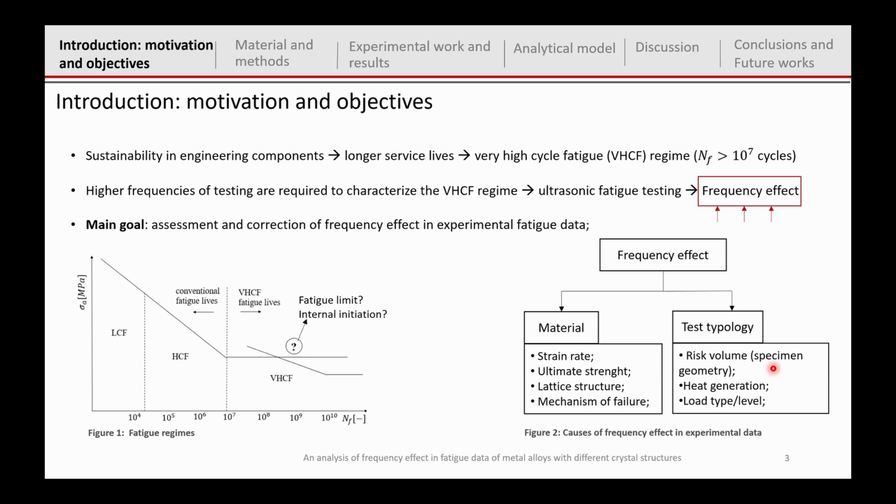Besides that, we also have some causes regarding material, and this work will be more about this. Usually when we speak about material causes, we speak about strain rate. Usually the materials that are more sensitive to frequency effect are also very sensitive to the variation of the strain rate. Besides that, we also have the important role of the ultimate strength and of course the lattice structure that in fact affects the strain rate and ultimate strain. And finally, we have the mechanism of failure, because sometimes in the very high cycle fatigue regime, we have a switch from surface crack initiation to internal crack initiation.